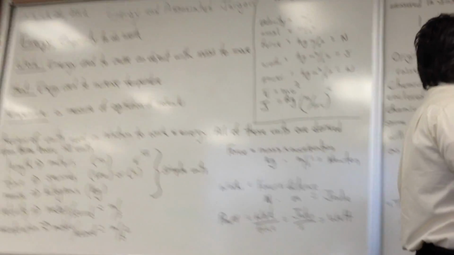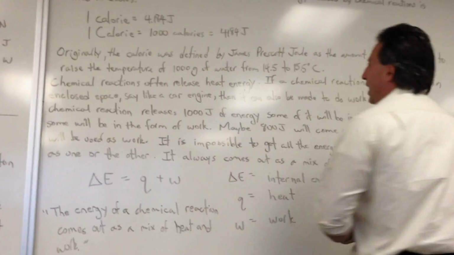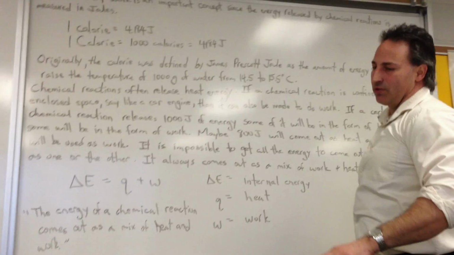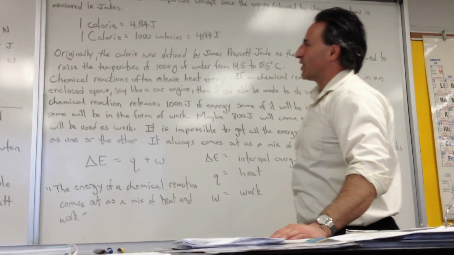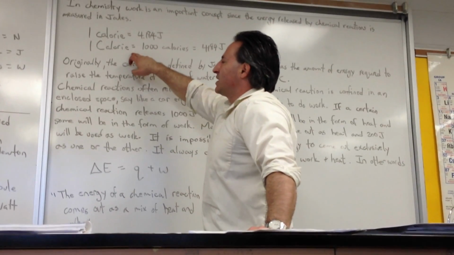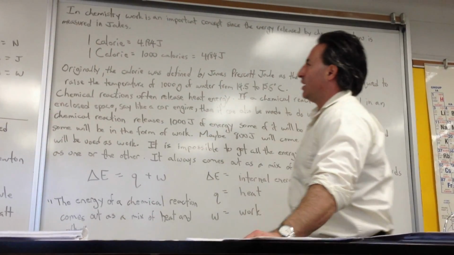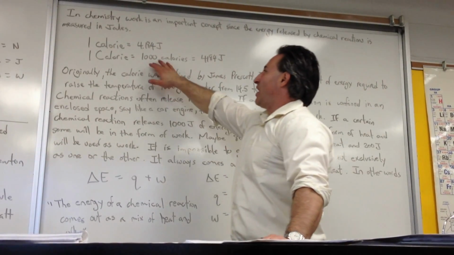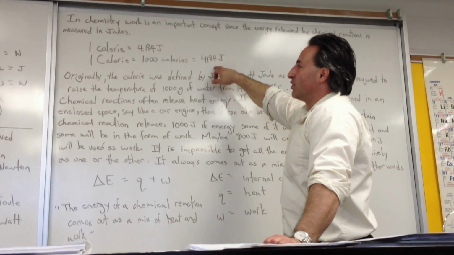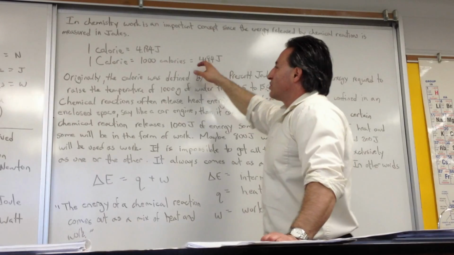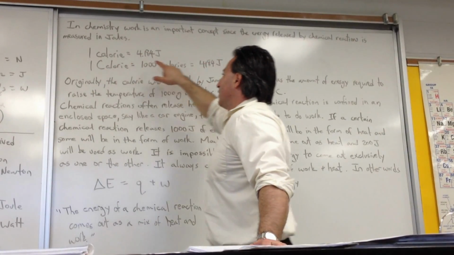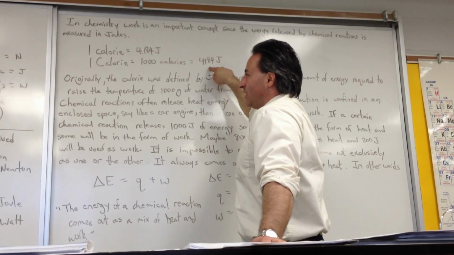In chemistry, work is an important concept since the energy released by chemical reactions is measured in joules. We also have one unit that's sort of a holdover from older times. It's called the calorie. And there's two ways of representing the calorie. There's a small c calorie and a big C calorie. The calorie we're familiar with, which is the dietary calorie, is equal to 1,000 of the small c calories. And that equals 4,184 joules. So the conversion factor between small c calories and joules is 4.184. Big C calories to joules is 4,184.